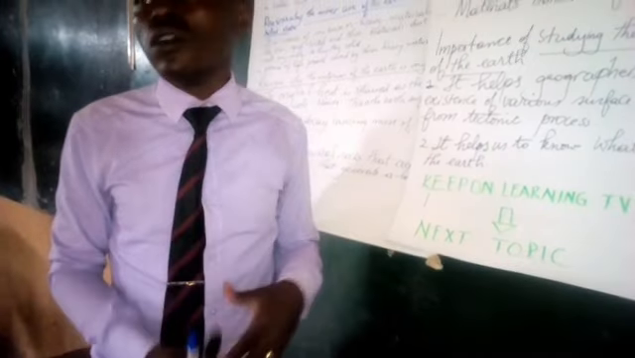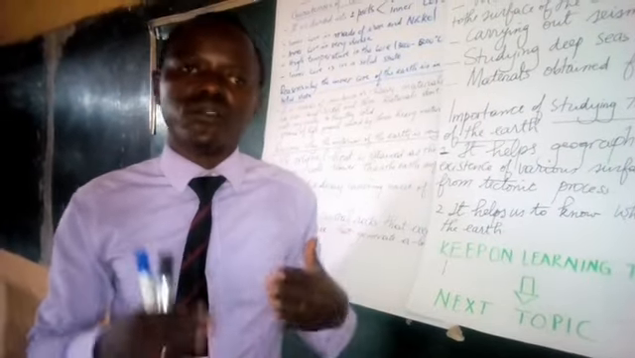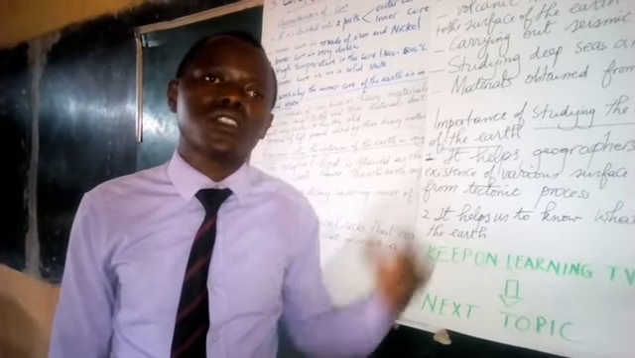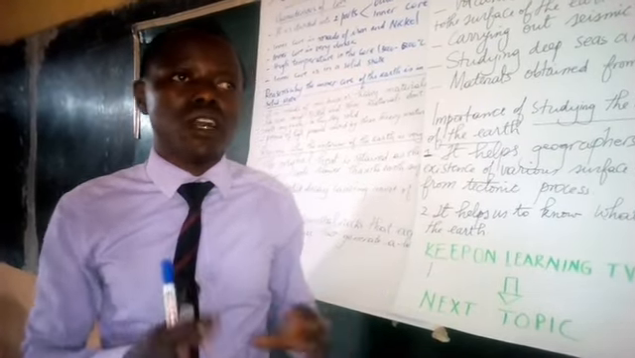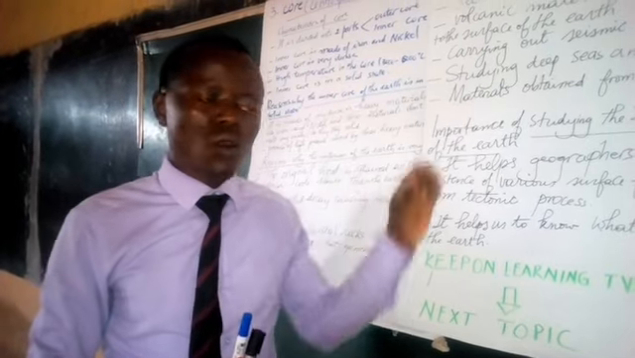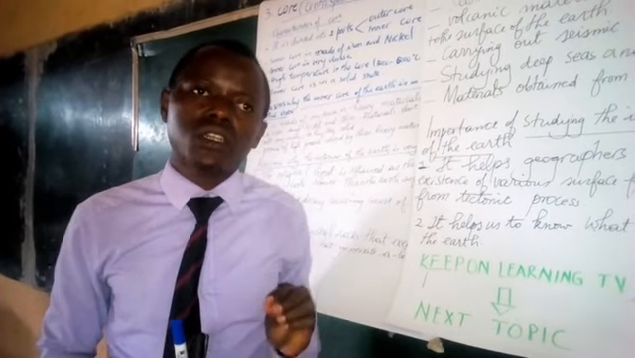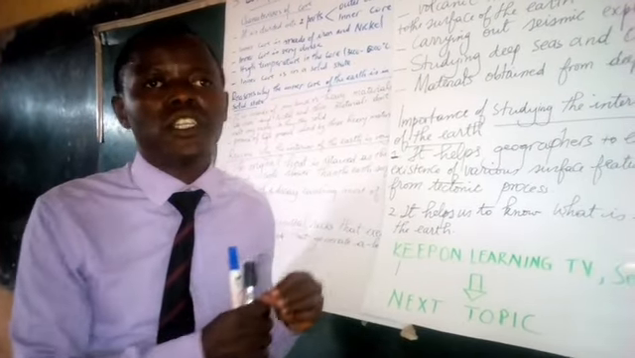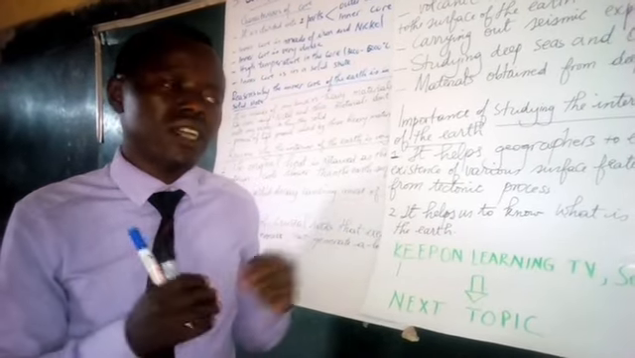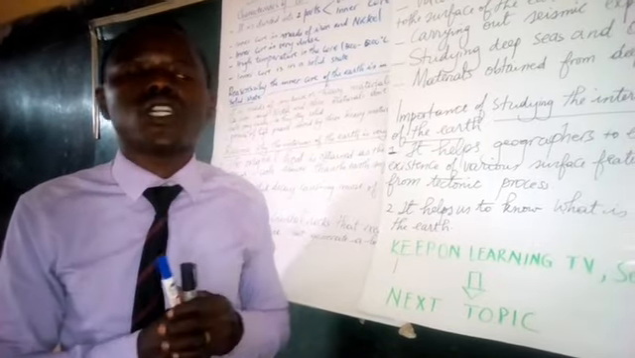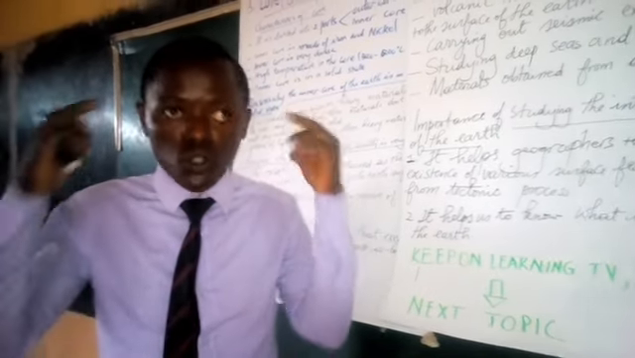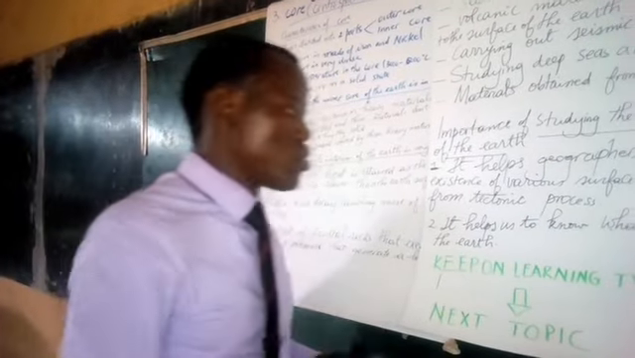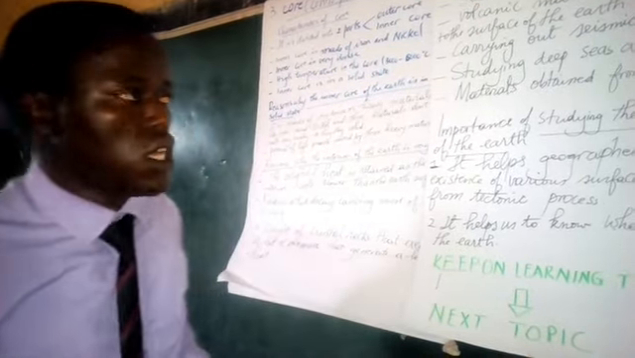For example, we discussed different layers of the internal structure of the earth, where we talked about crust, mantle, and core. We have seen that in all those layers, the rocks found there are different. We have seen that temperatures are also different. Therefore, when you study the internal structure of the earth, you will know some information about it.